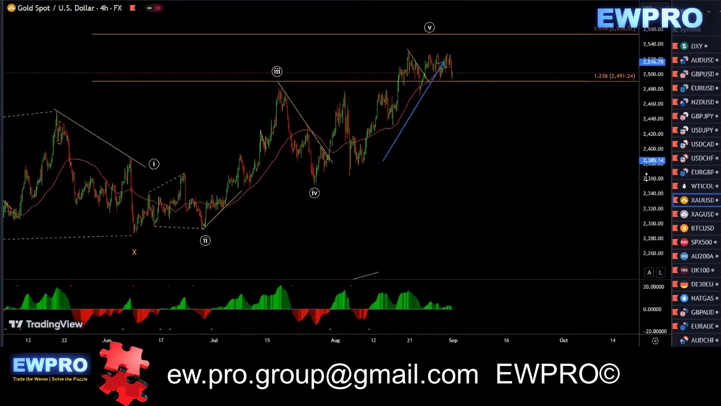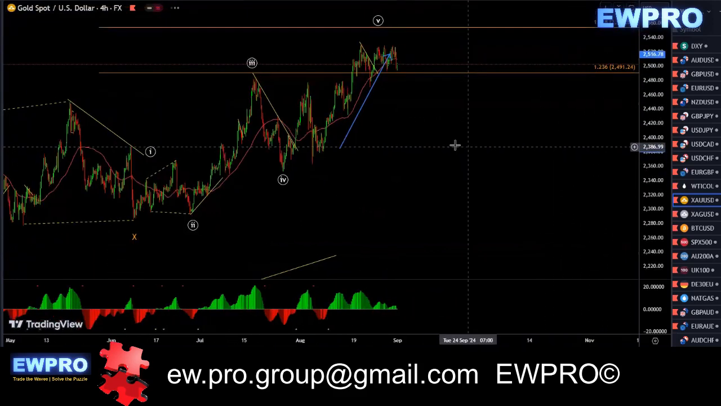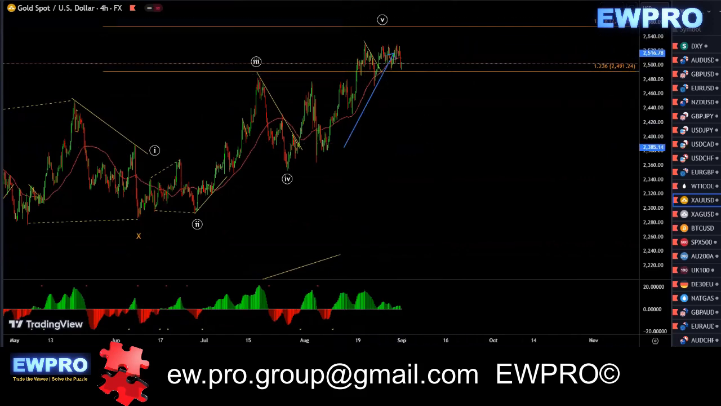H4, we got the 5 up as well. This can be an extended wave. We get 1, 2, 3. We get a correction in here for a wave 4, and then we get a fifth one up, finishing off that wave 5.